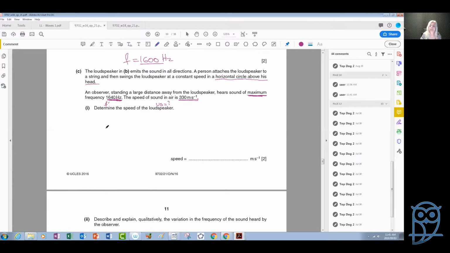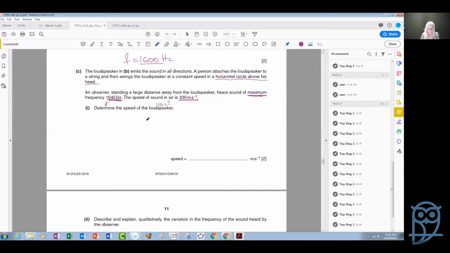All right. I hope you understand this problem. If you don't, just send me a message quickly so that we can discuss it again. So an observer standing a large distance away from the loudspeaker hears sound of maximum frequency of 1,640 hertz. The speed of sound in air is 330 meters per second. Determine the speed of the loudspeaker.